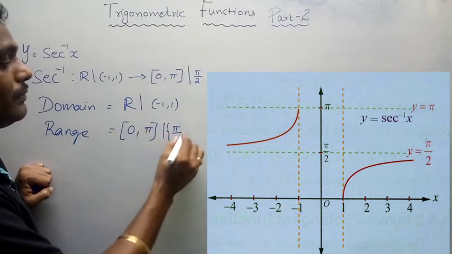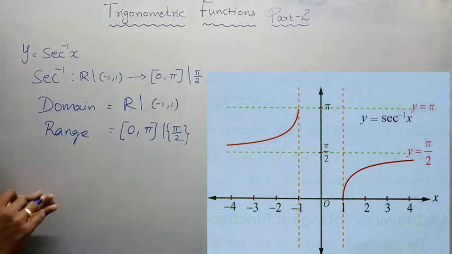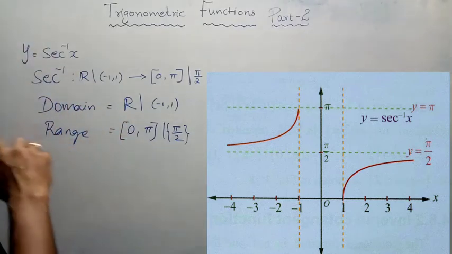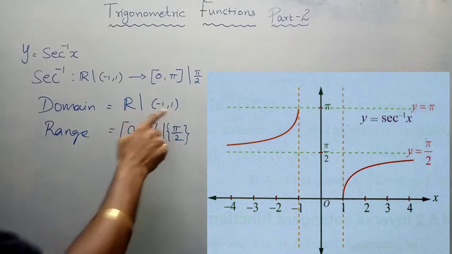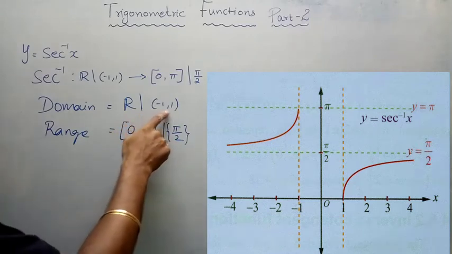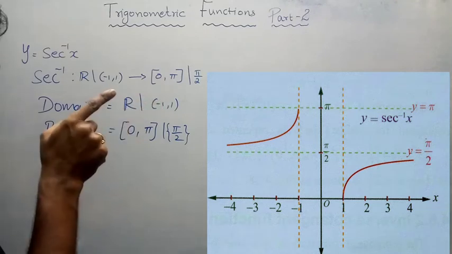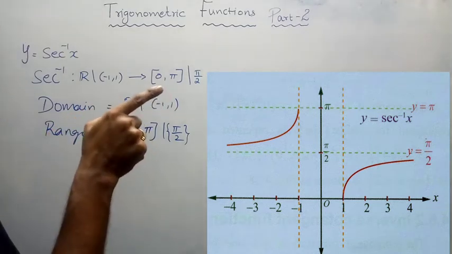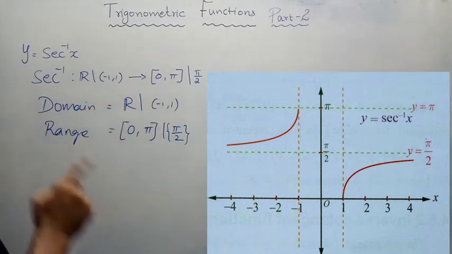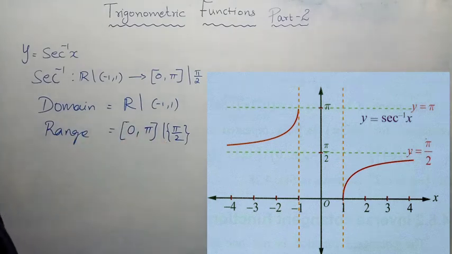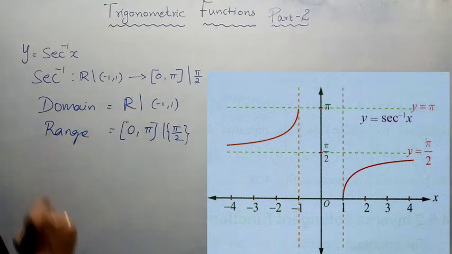Is it clear? So for secant inverse x, from the diagram you can write the domain is the set of all real numbers except between -1 and +1. And the range is, when you see a dotted line passing through 90 degree, it never touches. Therefore the range is 0 to pi except 90. Is it clear? This is y equal to secant inverse x. This is the curve and this is the domain and range.